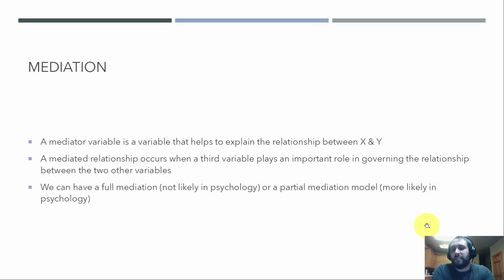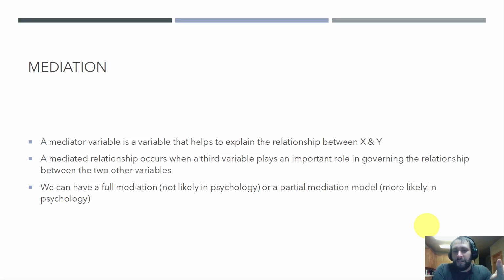So what is mediation? A mediator variable is a variable that helps to explain the relationship between x and y. Essentially, it's that third variable saying, hey, some of the effect of x is going through this mediator variable to y as well. And a mediator relationship occurs when a third variable plays an important role in governing the relationship between the two other variables, so between your x and your y variables.